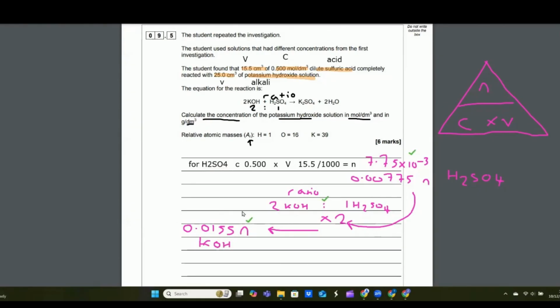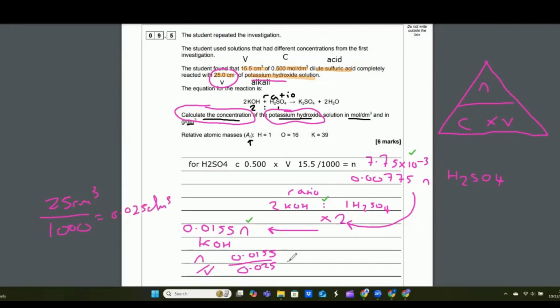It now asks me to calculate the concentration of the potassium hydroxide. Well, I know the moles, so I need to divide it by the volume, which is 0.0155 moles divided by 0.025, that's 25 over 1,000. Remember, we're changing to dm³. That gives me a concentration of 0.62 moles per dm³. Now, all I need to do is change that into grams per dm³. So far, we've scored 4 marks.